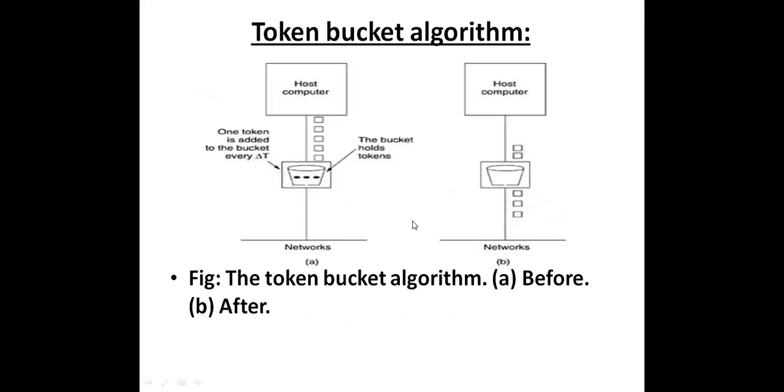In order to avoid such a problem, we'll go for the token bucket. The token bucket consists of tokens. For every delta t seconds, a token is added to the token bucket. Based upon the number of tokens, that many packets we can inject directly into the network. Here in this example, we have 3 tokens available in the token bucket, so we can inject 3 packets into the network. After 3 packets are injected, there is no token available.